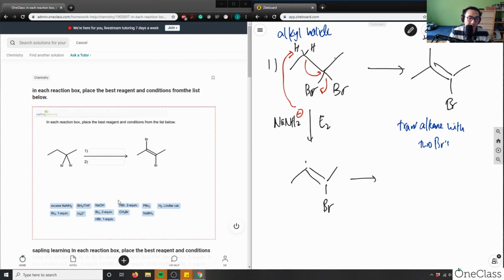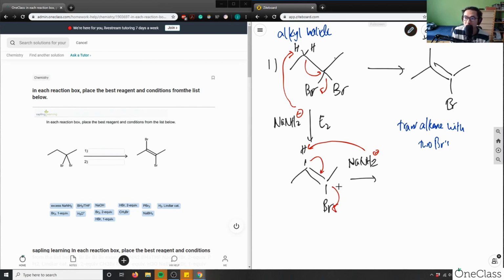So that's why this is the hint. It says excess NaNH2, right? So in reality, you actually need two equivalents here. So this is NaNH2, and what it's going to do is, again, an E2, right? This minus here is going to attack this H here, and then it's going to eliminate the bond and kick out this bromine, right?